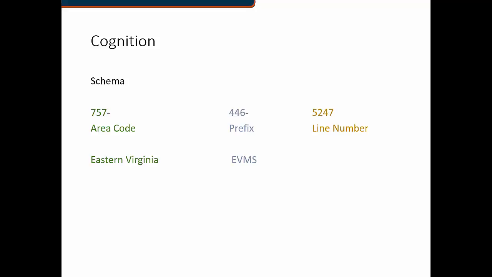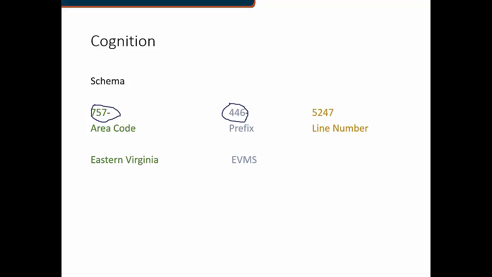For example, if you look at 757, if you're from here, you know that that's an area code in Eastern Virginia. If you work at EVMS, you know that 446 is a prefix, or way back in the day, that used to be a switch number and it was static. So some of you might be old enough to remember that a 446 prefix meant a specific geographic area. And that no longer happens, and boy, I'm really going down the rabbit hole.